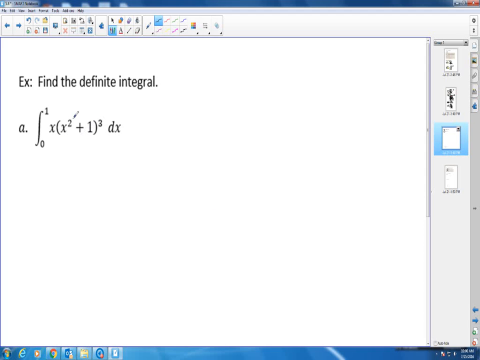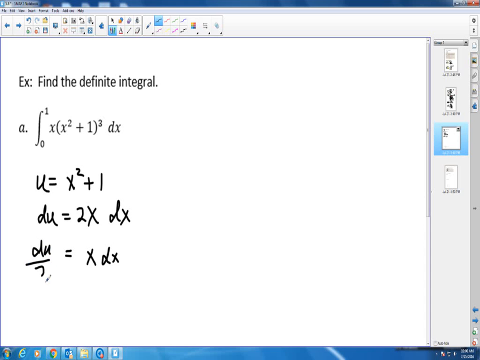I'm going to evaluate from 0 to 1 of this function. This time I'm going to let u equal this inside function, x squared plus 1. If I take a derivative on both sides, I get 2x dx. You see this x can be used for that x dx, so this 2 is extra. I'm going to divide both sides by 2. Then x times dx is equal to du over 2. So that means x dx here will be du over 2.